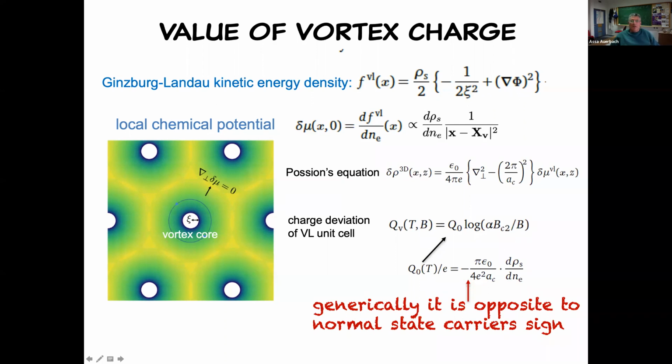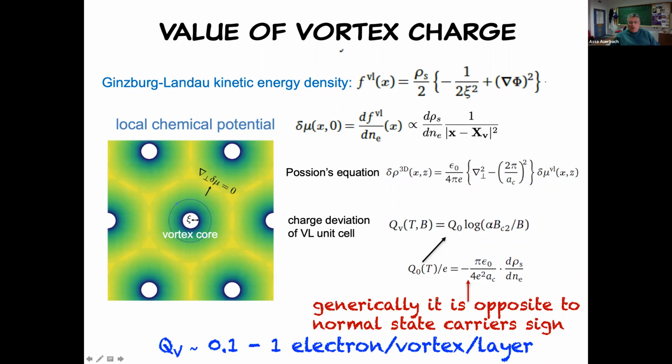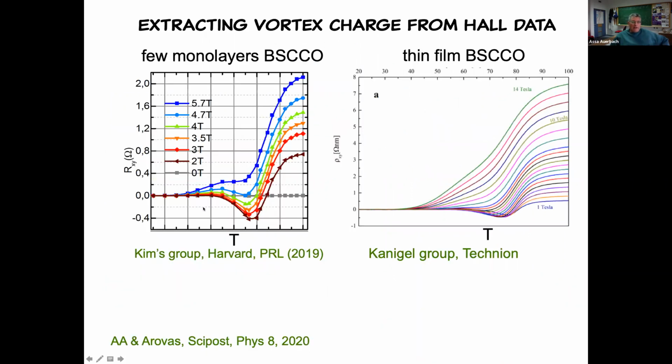It gives you a correction which is negative to the conductivity, and it could cross 0 if it's large enough, which it usually is at weak magnetic field when this becomes large. And it's of order between 0.1 to 1 electron per vortex per layer. So this is the prediction of this theory, and there are data that we managed to fit to that theory.